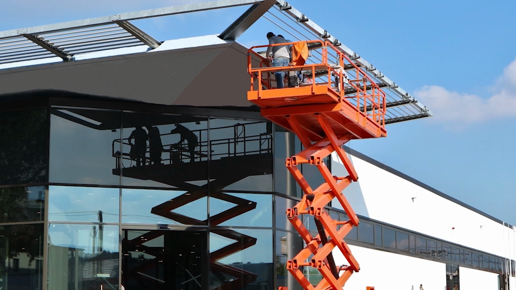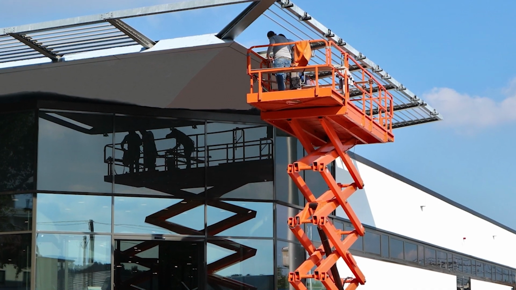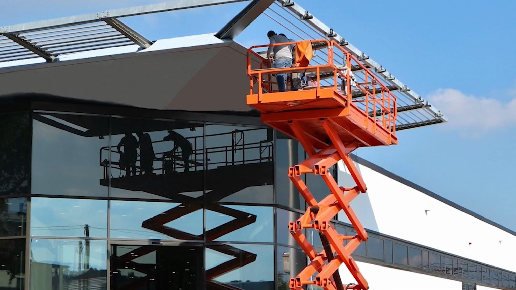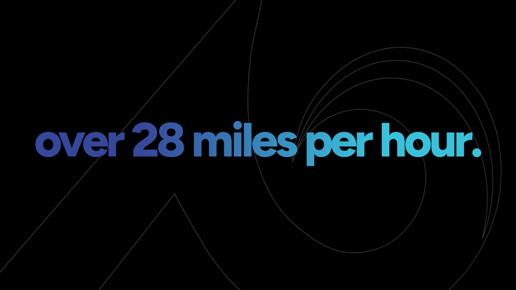Scissor lifts should only be used outside when the weather conditions are good. The most important weather aspect to be aware of when using scissor lifts is wind speed. Scissor lifts shouldn't be used at wind speeds over 28 miles per hour.